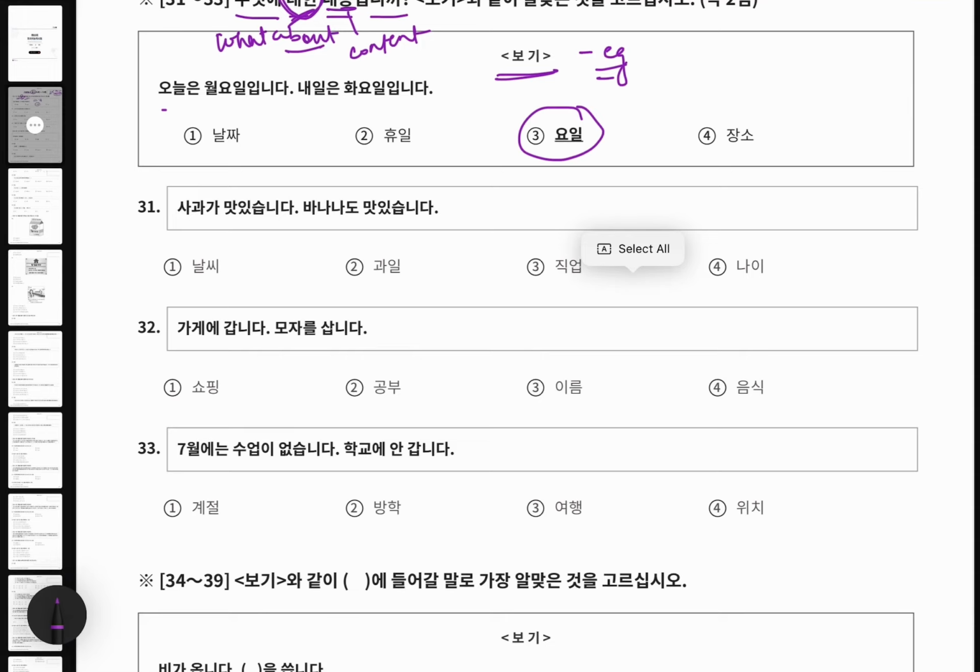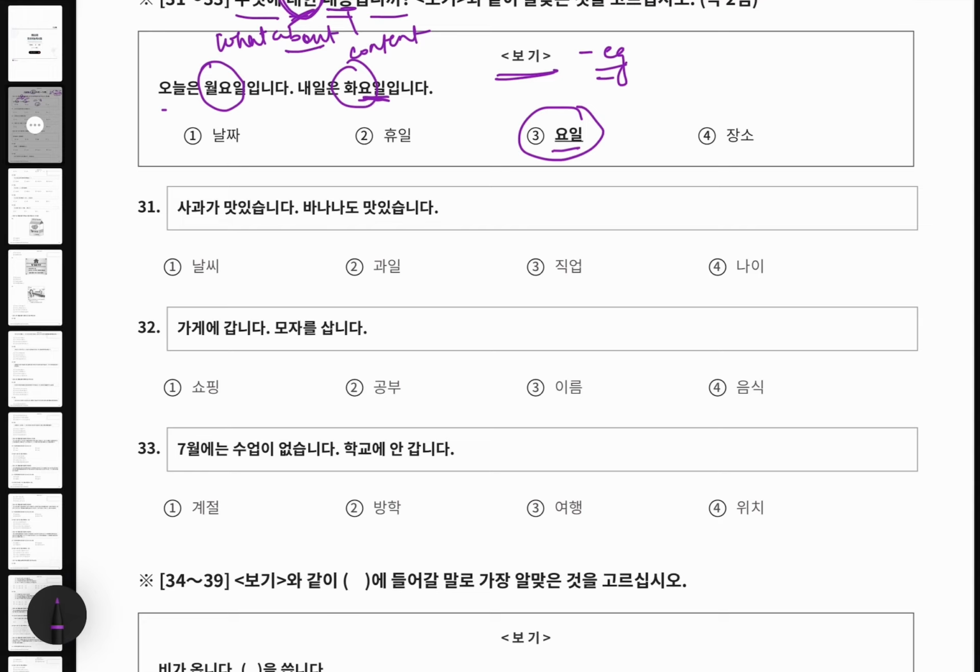오늘은 월요일입니까? 오늘은 월요일입니다. 내일은 화요일입니다. For this, you should know days of the week. Days of the week always end with yoil, so you know it's the day of the week. Even if you don't know which day of the week this is, we can see that it is yoil. Yoil is day of the week. So the answer would be yoil, that is day of the week. This is an easy way. If you don't know anything, then you can choose it like that.